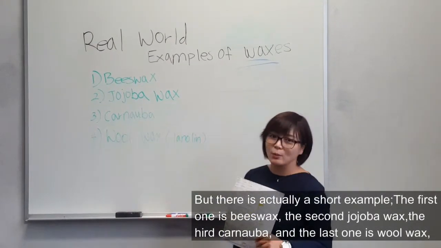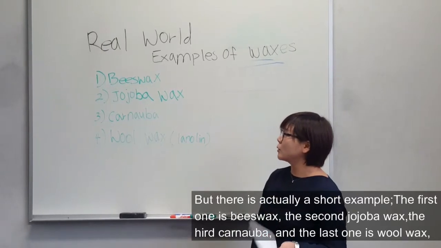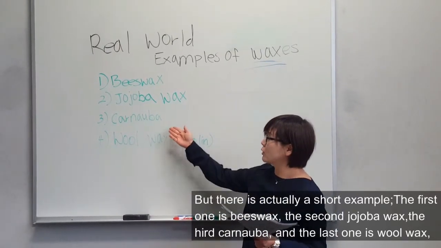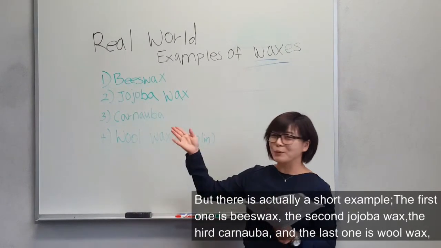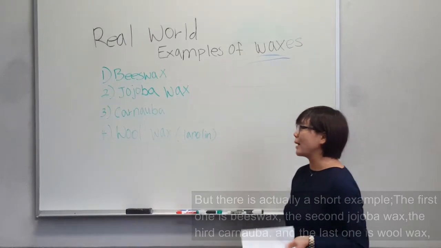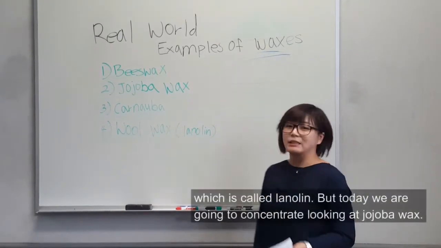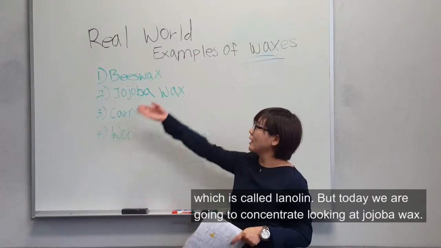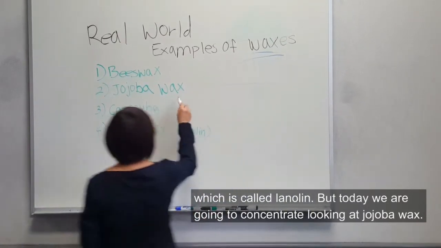The first one is beeswax, the second one is jojoba wax, the third one is carnauba wax, and the last one is wool wax, which is called lanolin. But today we're going to concentrate on looking at jojoba wax.